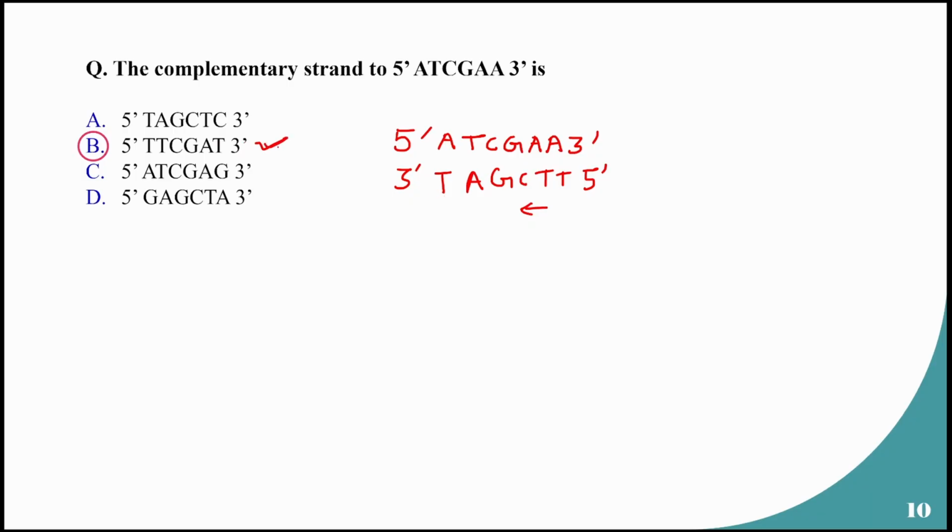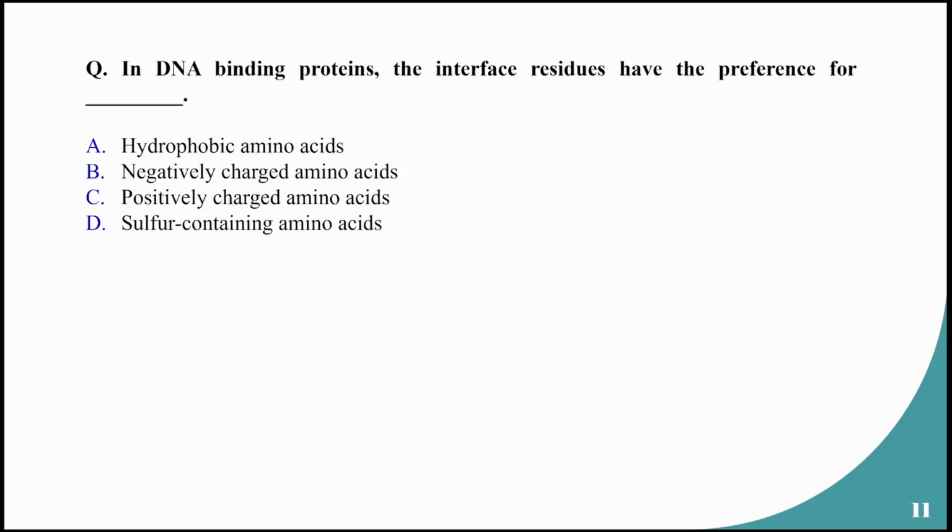So these are the types of questions you will encounter in the exams. Let's say a certain type of analytic question. If you have a DNA binding protein or a set of DNA binding proteins, the interface residues, meaning the particular interface region where the DNA is binding with the protein, will have a preference for what particular types of amino acids? Anybody want to give the answer here?